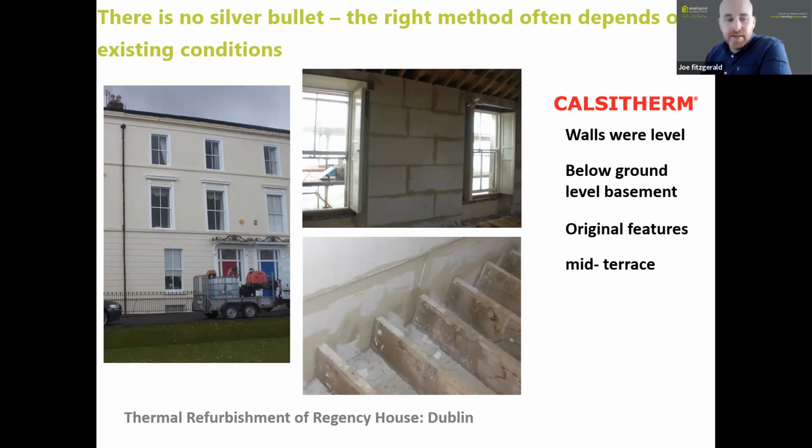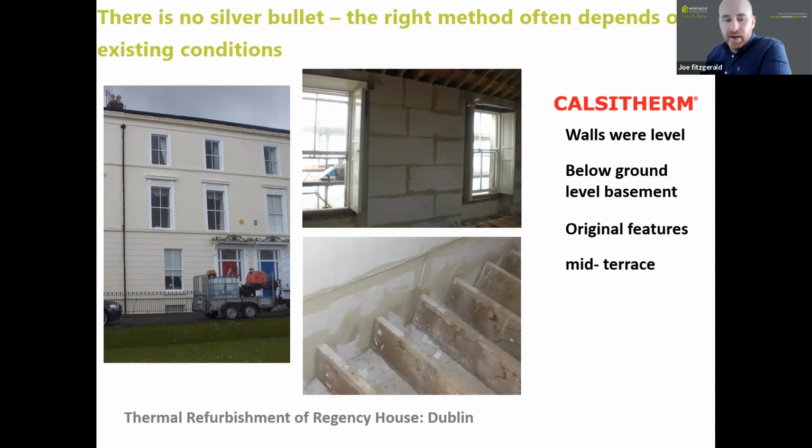So for example, in this case here in the Regency refurbishment, this building had some beneath ground features. It had some sub-basement level, it had external renders, it had some ongoing moisture-related defects. So in this instance, they opted for Calsitherm, and we'll explain why as we go further through it.